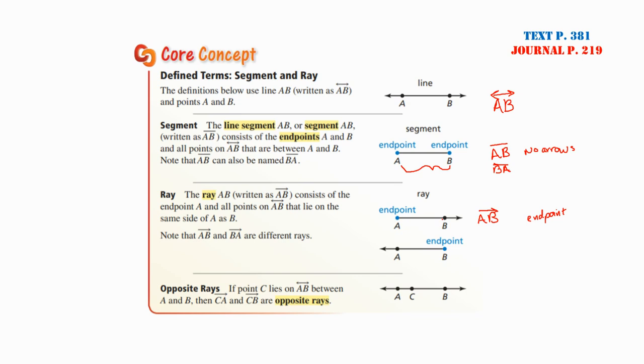So if you wanted to name this same ray down here, you would do BA, and you'd still do the line to the right because we're starting from point B and going to A and extending infinitely.